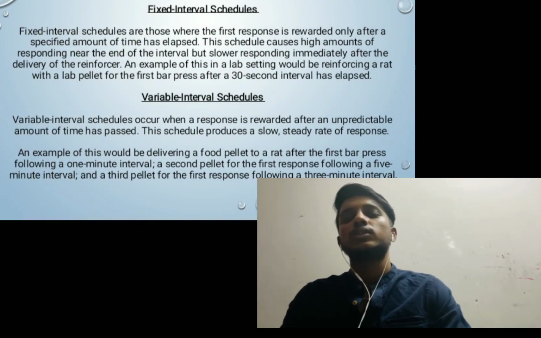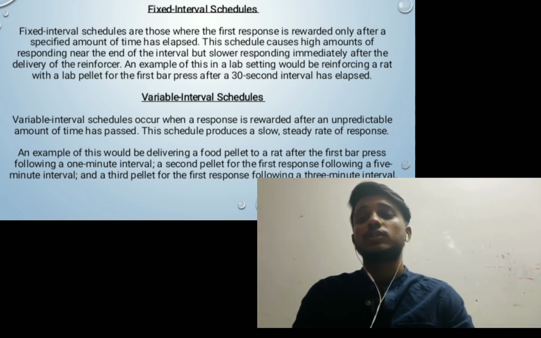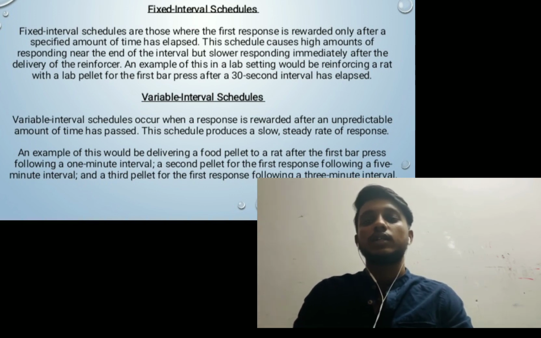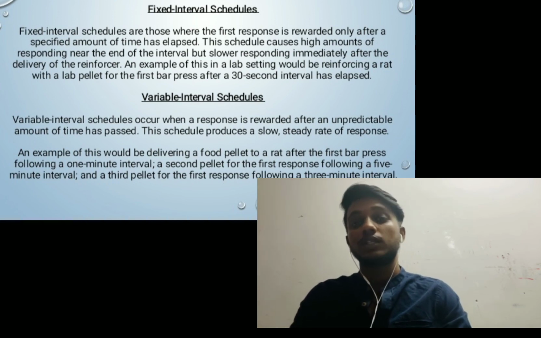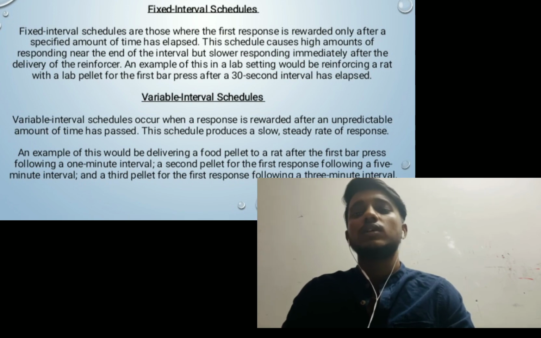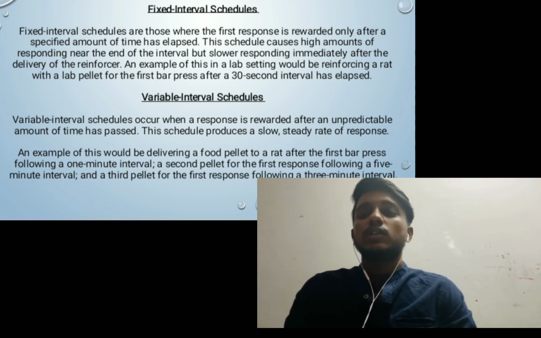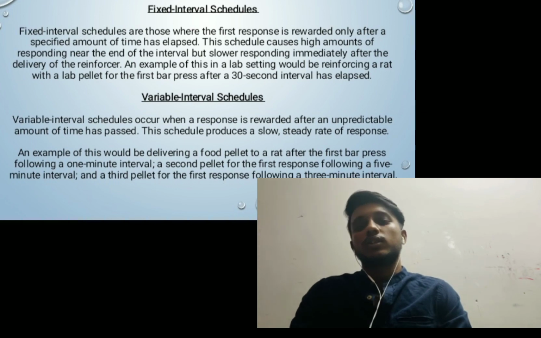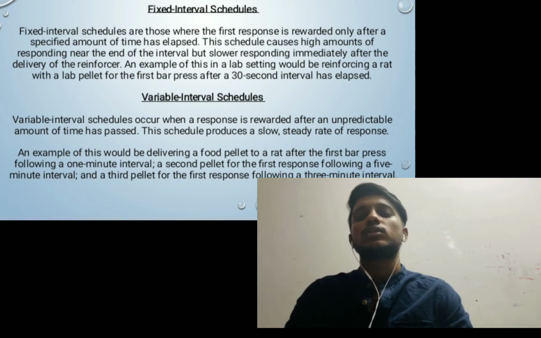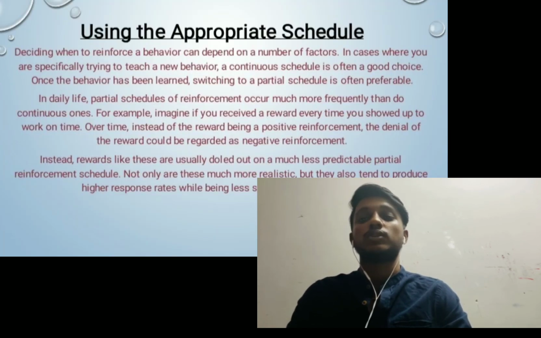Third, fixed interval schedules are those where the first response is rewarded only after a specified amount of time has elapsed. This schedule causes high amounts of responding near the end of the interval but slower responding immediately after the delivery of the reinforcer. Finally, variable interval. Variable interval schedules occur when a response is rewarded after an unpredictable amount of time has passed. This schedule produces a slow, steady rate of response.